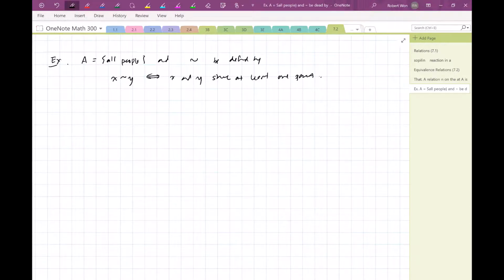Again, you can think of this as a certain relationship you're defining between any two people. I'll say you two are related if you share at least one parent. You can also think of this as a subset of the Cartesian product of all people cross all people, right? I will put the ordered pair x, y in there if x and y share at least one parent.